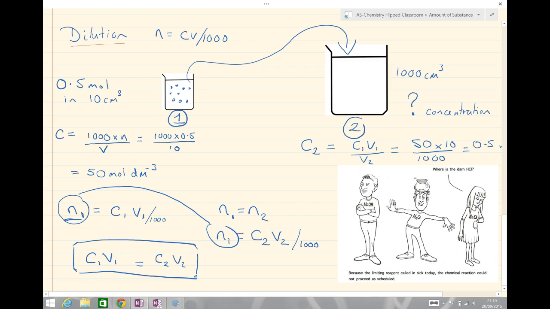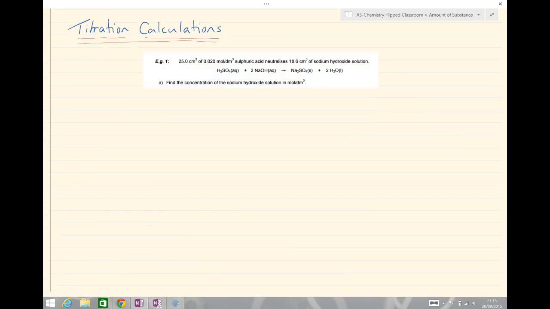Now we're going to move on to look at how we can work out some titration calculations using our volume concentration over 1,000. So let's see if we can use our knowledge of solution calculations to work some unknowns out from a titration. Here's our first example; we'll have a look at a couple of these. It says 25 cm cubed of 0.020 moles per decimeter cubed of sulfuric acid neutralizes 18.6 cm cubed of sodium hydroxide solution. The balanced equation is H2SO4 (aq) + 2NaOH (aq) goes to Na2SO4 (s) + 2H2O (l). The question is: find the concentration of the sodium hydroxide solution in moles per decimeter cubed.